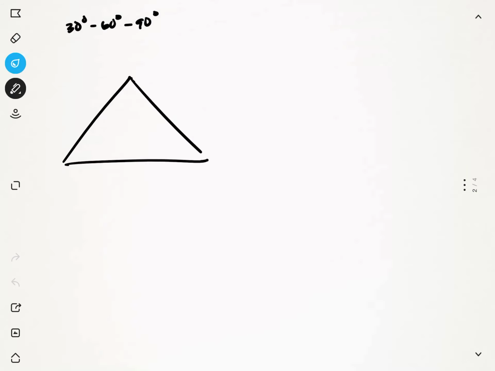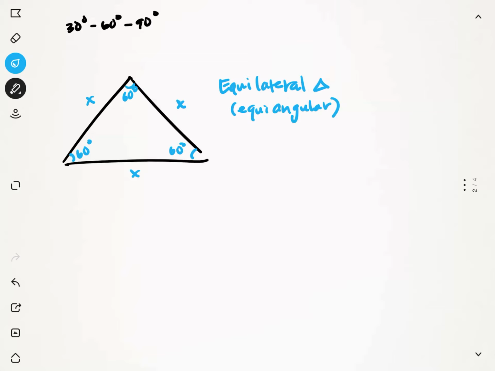Let's move on to 30, 60, 90. For our 30, 60, 90, this is an equilateral triangle, which is also equiangular. What that means is that each of these sides is the same length. So let's say this is x. And equiangular means that all the angles, because the sides are the same, are all the same as well. So if we split 180 degrees into 3 different angles, each of them is going to be 60 degrees.